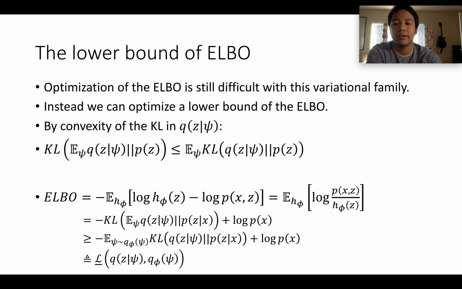This lower bound can be derived as follows. First, by convexity of KL with respect to Q, the KL of the expectation is less than or equal to the expectation of the KL. We can then break the ELBO such that it is written as a KL of an expectation. And then, switching the KL and expectation operations around, we can get a lower bound to the ELBO. This lower bound is denoted as L underbar.